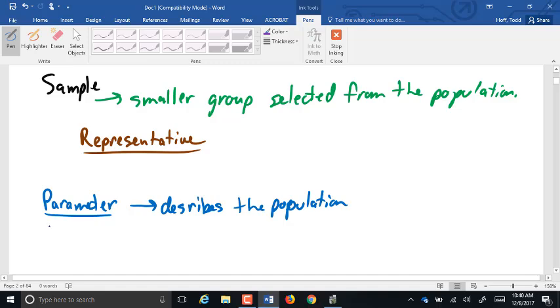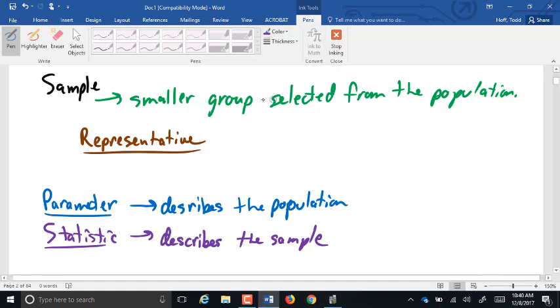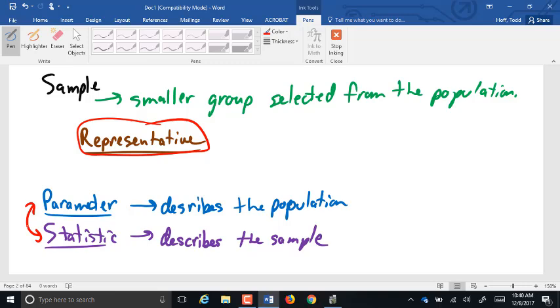A statistic describes the sample. If we have a good representative sample, the statistic will equal the parameter. If we take a sample and 38% of the people in our sample have college degrees, well, hopefully that means that close to 38% of the people in the whole state, in the whole population, have college degrees. If those numbers are way different, then that was not a very representative sample.